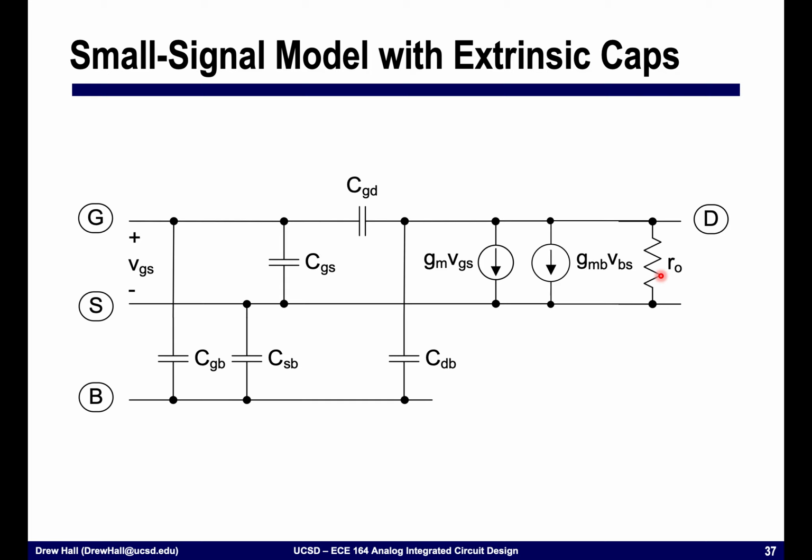All right, so now if we look at our small signal model, it's starting to become a little bit more complicated. We've added the capacitances, namely this gate to drain capacitance, gate to source capacitance, gate to body capacitance, source to body, and then drain to body, in addition to the 2 transconductors that we had and the finite output impedance.